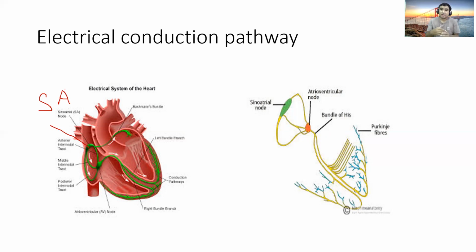So the maximal heart rate can be generated by the activity of the SA node. That's why it's also the pacemaker of the heart. When the current gets generated at the level of the SA node, it travels to the AV node by the different internodal pathways. It activates the right atrium, and through the Bachmann bundle, the current passes to the left atrium, and it also depolarizes the left atrium.